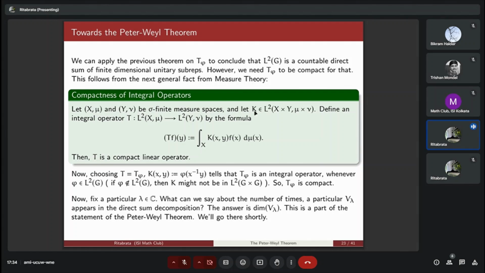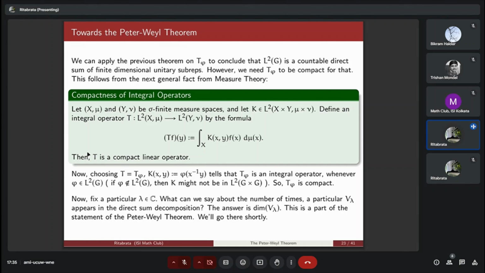Let K be an integrable function on X cross Y with the product measure mu cross nu. We define an integral operator T in the following way. T of f at y is the integral over x of K(x,y) f(x) d mu(x). This type of operator is called a Hilbert-Schmidt operator, and this K is called the kernel of that operator. These are widely studied in functional analysis.